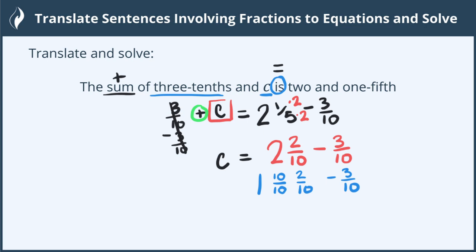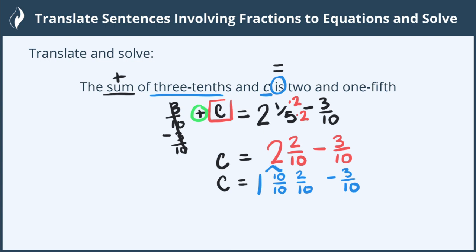So I've taken this 2 and I've broken it into 2 sections, just once again so that we make sure we're all on the same page. I broke up the 2 wholes to 1 and 1, and this whole here, I rewrote it as 10 over 10 so that I can regroup this. And on the left-hand side, I still have c.